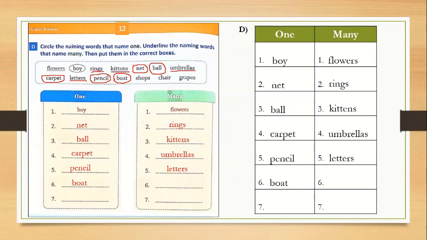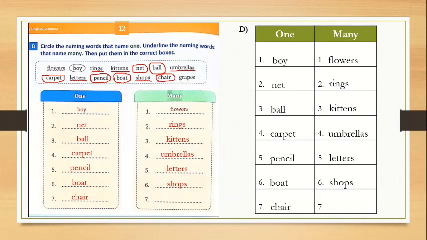Next is shops. Shops is a plural noun, naming word for many. So let's underline shops and put it below many. Next one is chair. Can you finish these two on your own? Chair is a singular noun for 1. So we circle it and put it under 1.